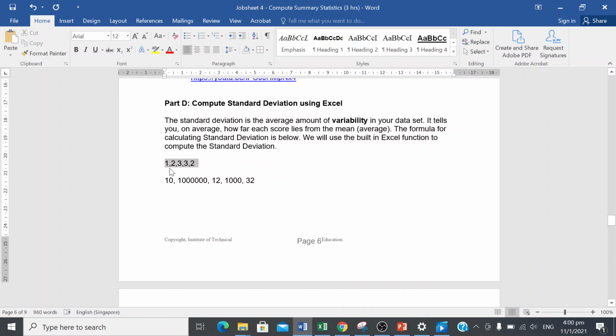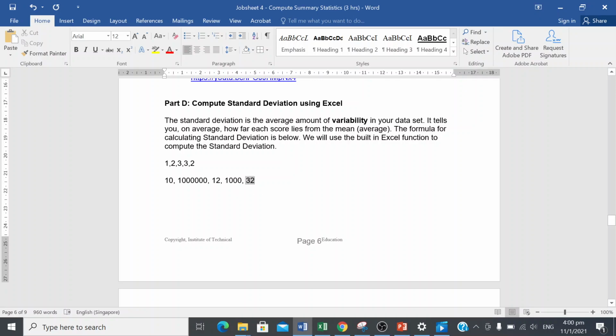These numbers do not have a high amount of variability because the numbers are all very close to each other. The distance between 1 to 2 is very close, 2 to 3 is very close, 3 to 3 there's no distance, 3 to 2 there's only a distance of 1, right? So the variance is very low, or the variability. This is what we measure in standard deviation.